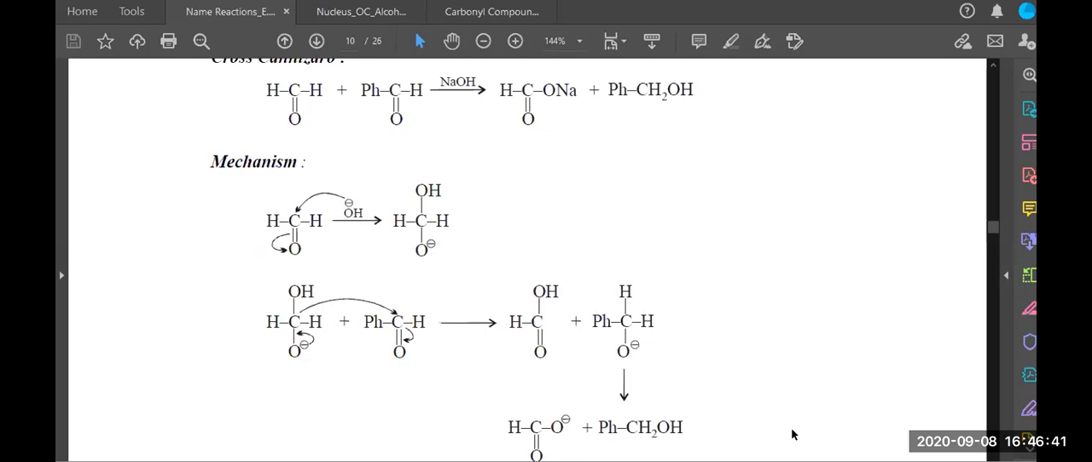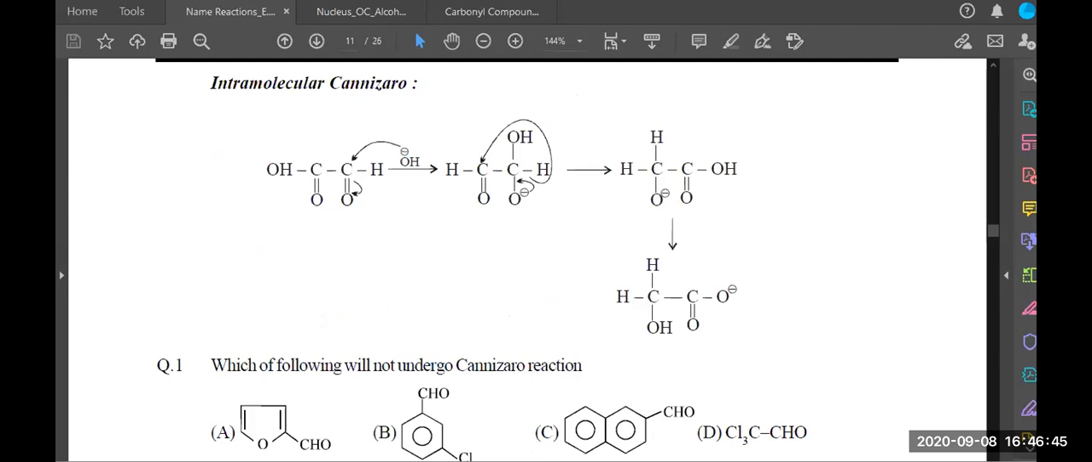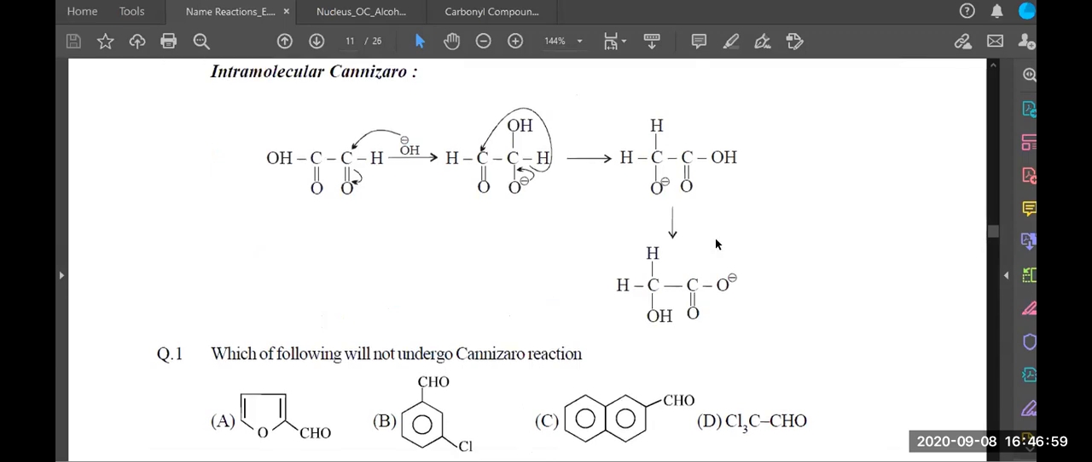Now, next is intramolecular Cannizzaro that we have already studied. If it is symmetrical, it doesn't matter what you do. If it is non-symmetrical, the less hindered side will be your carboxylic acid, and the more hindered side will be your alcohol. As simple as that. Okay, got it, everyone?